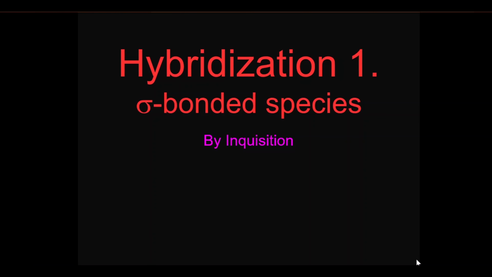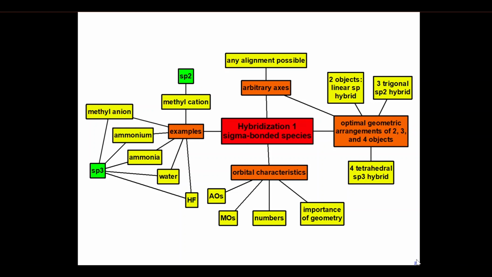Today we're going to talk about hybridization, how you define a set of axes, optimal arrangements around geometric shapes, orbital characteristics, and then once we've got all that straight, I'll talk about examples.